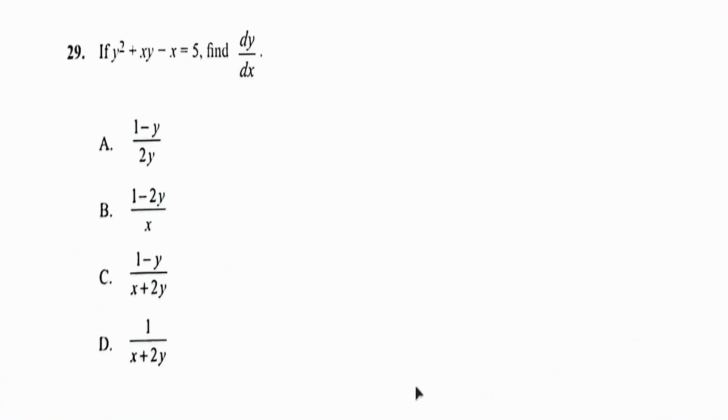Alright, so 29 reads that if y squared plus xy minus x equals 5, find dy/dx. This looks very simple, but for the y squared and then the xy here, that's likely to be a problem for those who might not know how to do implicit differentiation, or differentiation of implicit functions. So I'm going to take my time to go through that gradually. And just a little background for those who might not really know what implicit differentiation is talking about.